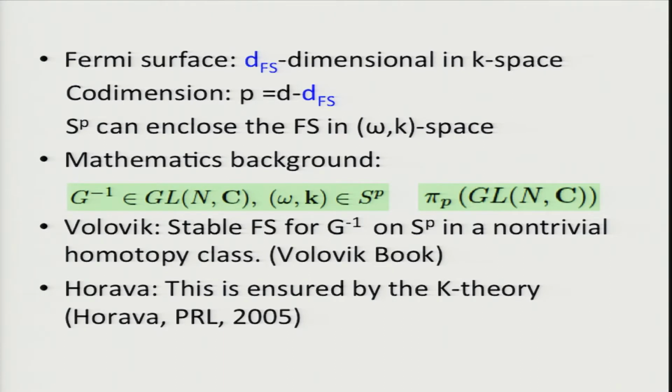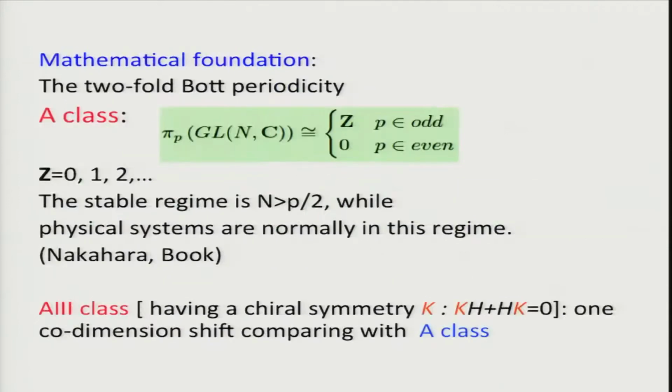As I mentioned, this is rigorously ensured by algebraic topological theory. It's also called K-theory. Let me give you an example. For example, for the so-called A class, just like the integer quantum Hall effect without any symmetry, or helium-3 A, you will find the topologically stable Fermi surface only exists in the odd dimension.